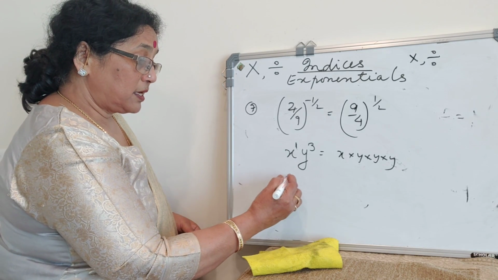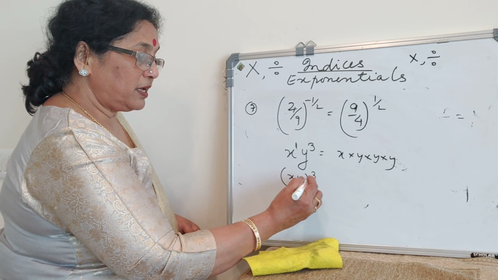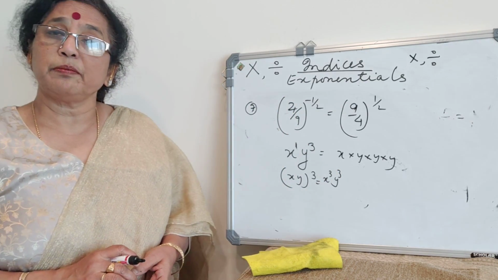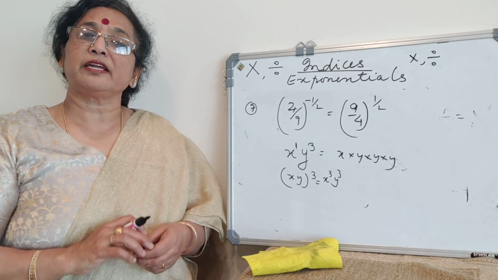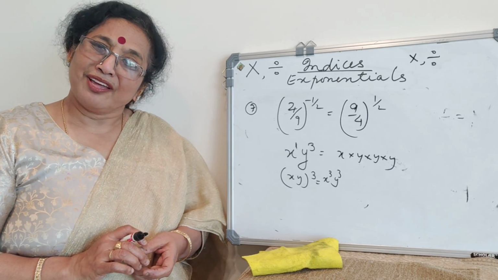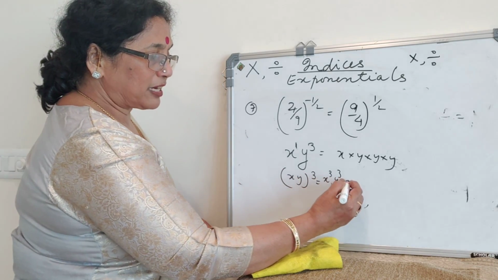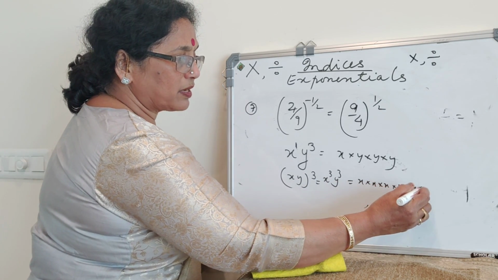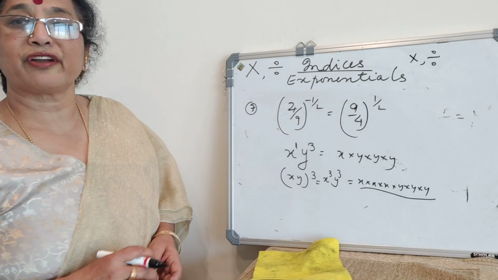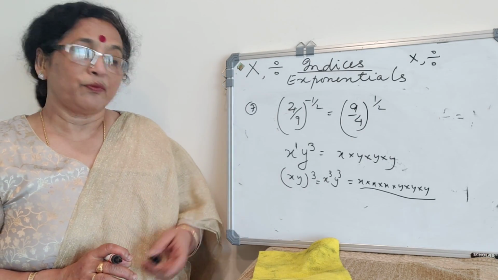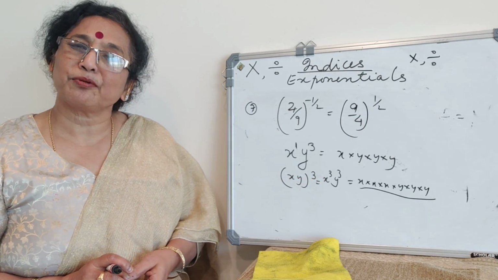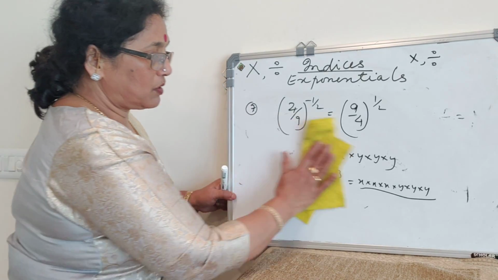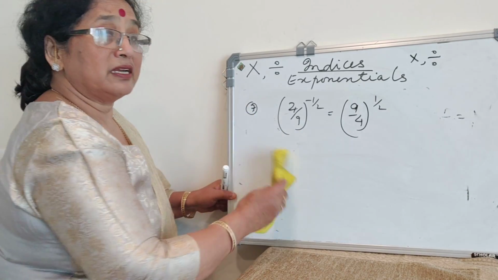If I want to write xy to the power of 3, this is the same as x cube, y cube. One of the laws I did: (ab) to the power of n is a^n into b^n. So this is x into x into x, and then continue y into y into y. Instead of writing such a long train of numbers, we write it in a short way called exponential form. So now this is on multiplication and division.